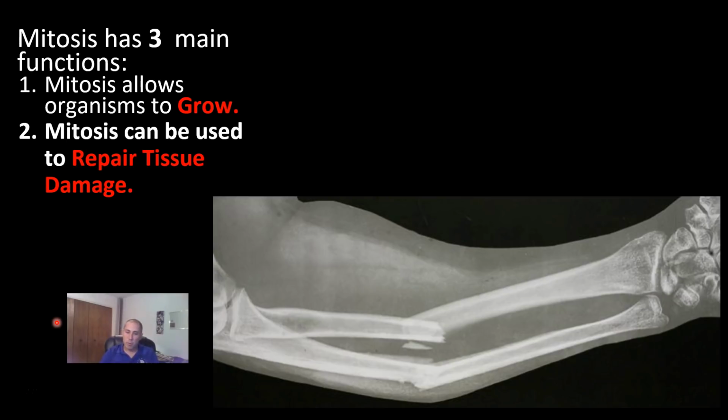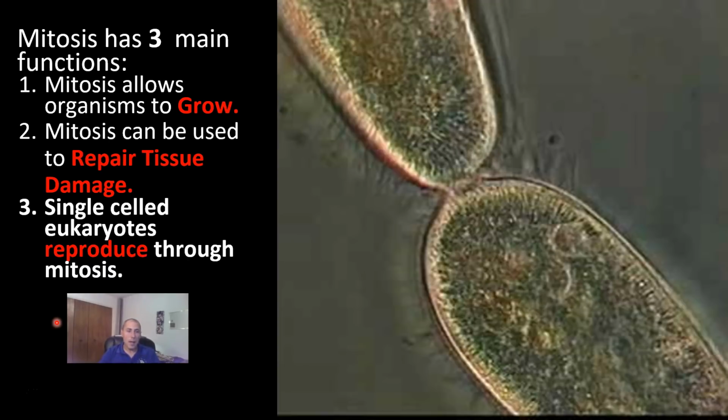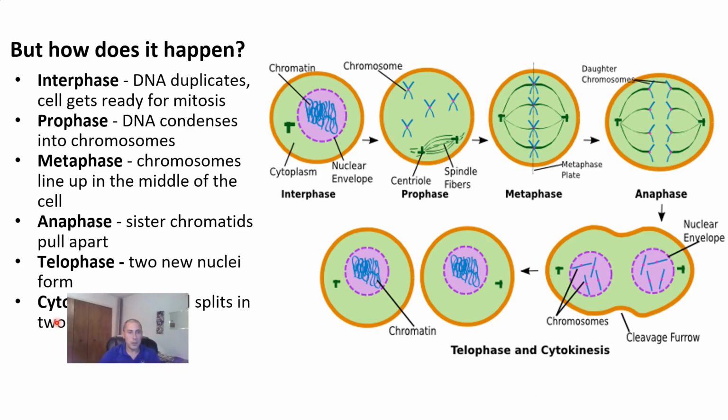Mitosis can be used to repair tissue. So if there's a tissue type or cells were broken or damaged, they need to copy good ones and mend it. So different tissues can fix themselves. And then single-celled eukaryotes, we've talked a lot about yeast this year, that'd be an example. They make copies of themselves. So an amoeba will just copy itself, it'll clone itself, and that happens through the process of mitosis.